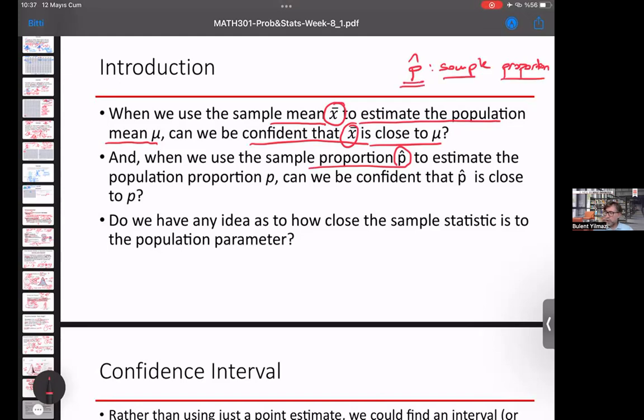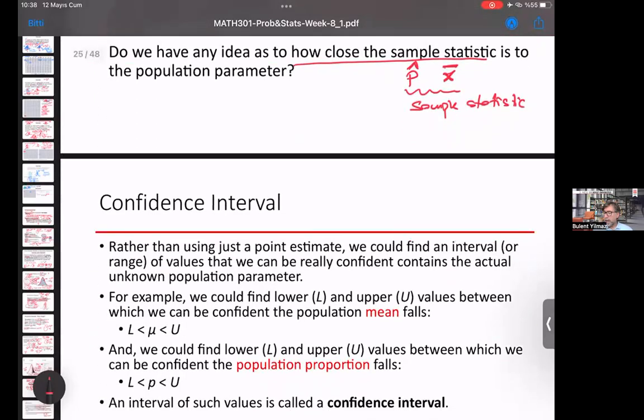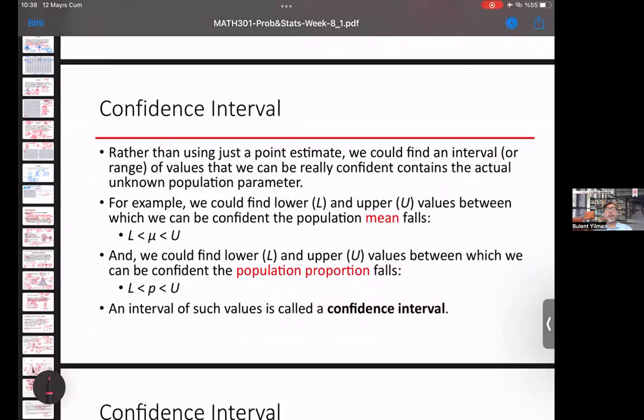So we will be talking about how close the sample statistic is, like this sample proportion and sample mean, p hat and x bar. These are called sample statistics, not population parameters. So how can I find an interval in which I can say I am this confident that the actual unknown parameter is going to be in this interval?